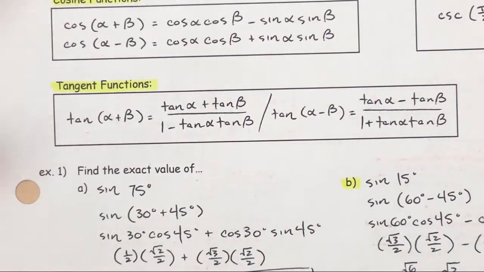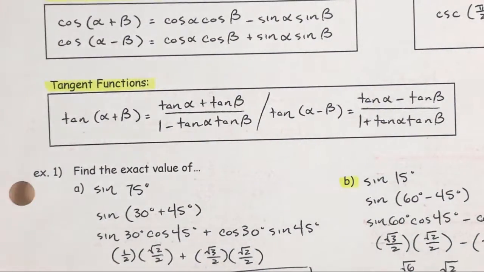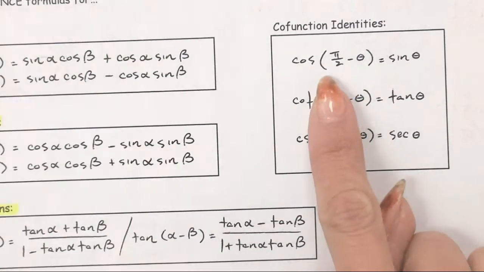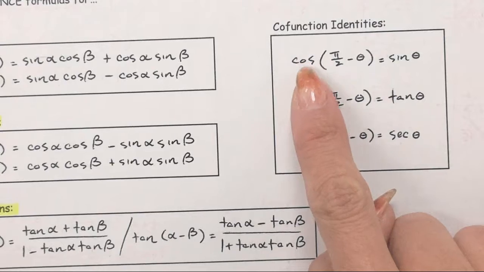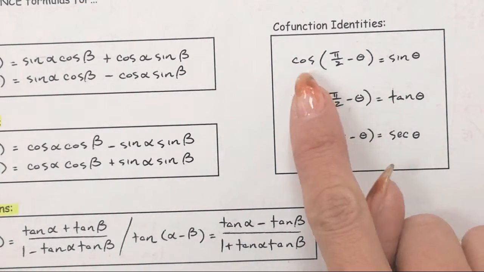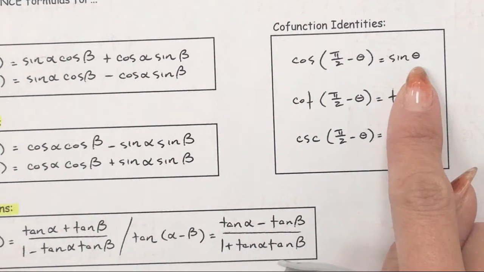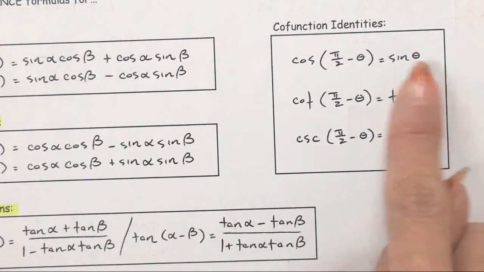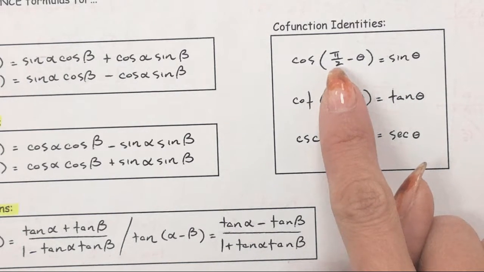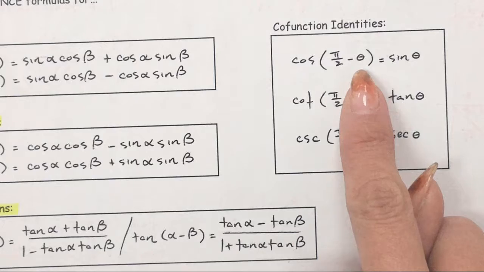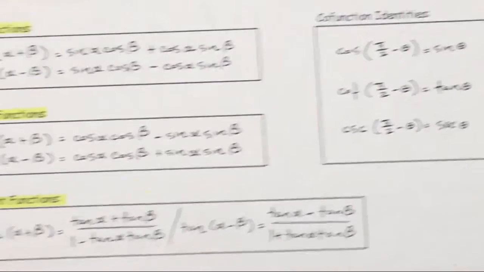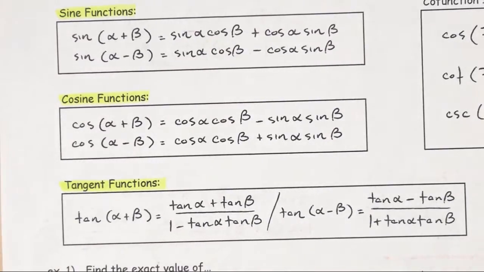So let me show you how they work. I'm going to go through the first page really quickly, actually. And then one more thing, the cofunction identities. You actually already know this. So basically the cosine of, let's say, 30 degrees is the same as the sine of 60 degrees, right? So this is saying the same thing. Instead of 90 minus, because that's in degrees, this is pi over 2 minus, because this is in radians. So you don't have to memorize these. As long as you know these, you'll be fine, okay?